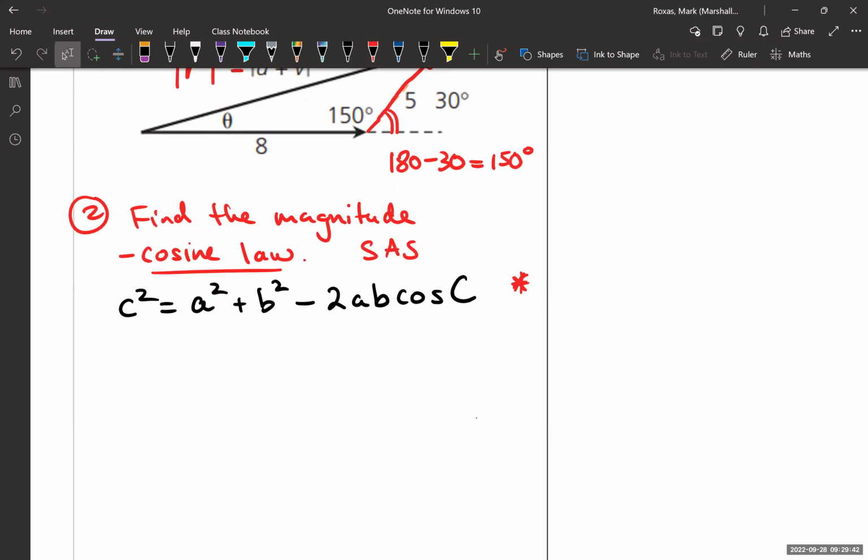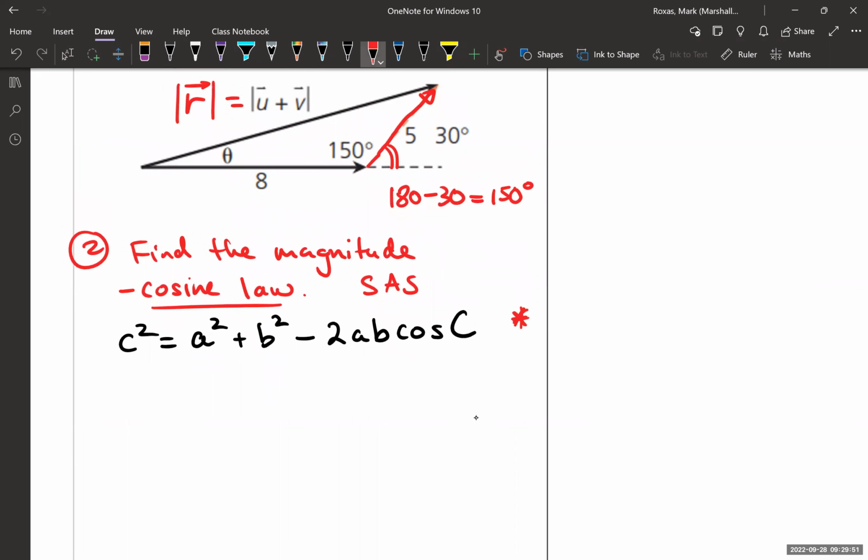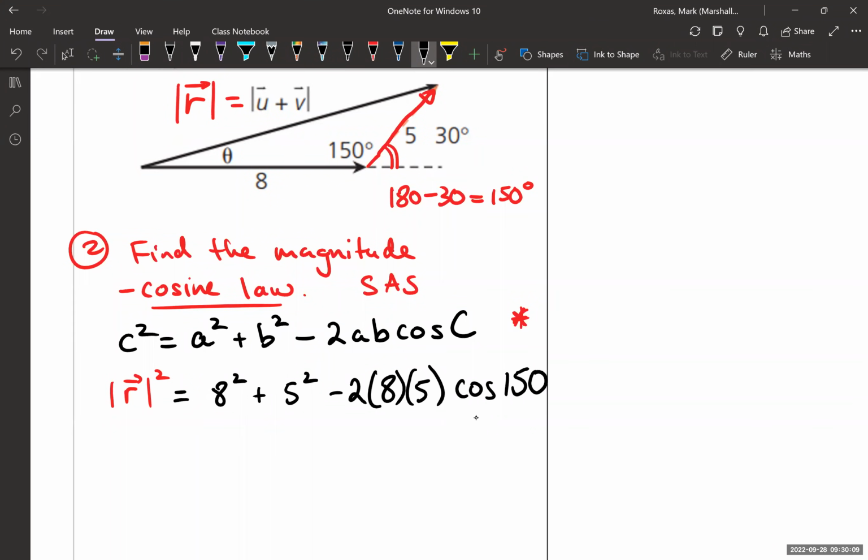So that's the cosine law, okay, where C is the side you're solving for, opposite to the angle you're given. So we were given the 150. So C squared ends up being the resultant squared. And that's equal to the sum of the squares of the other two sides. So it's 8 squared plus 5 squared minus 2 times 8 times 5 times cosine of the angle between them, 150.